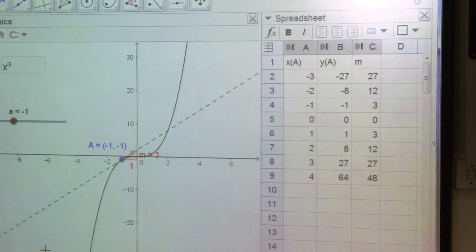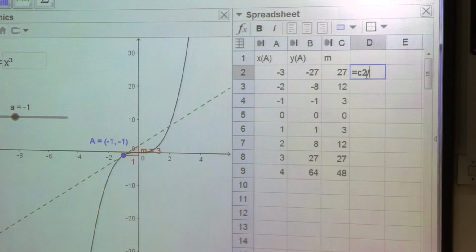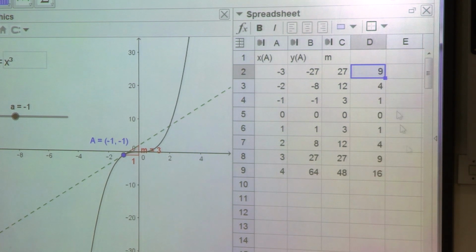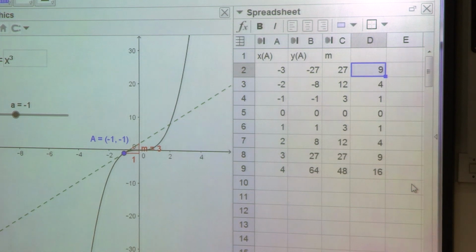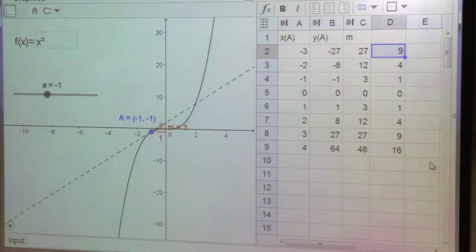Brilliant. I can ask the spreadsheet to do the calculations for me very quickly. C2 divided by 3. Just take a third of those values, and you see that I am getting the square numbers on here. So 3x squared is going to give me the values of the gradient of the tangent to the curve at a point.